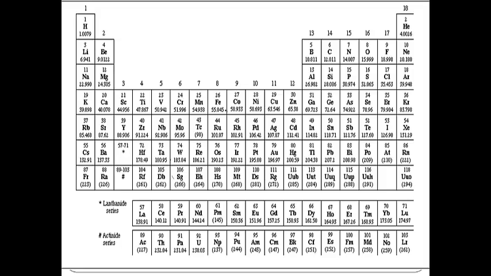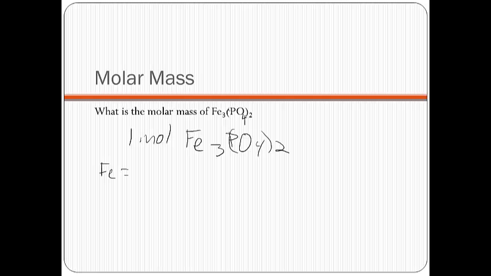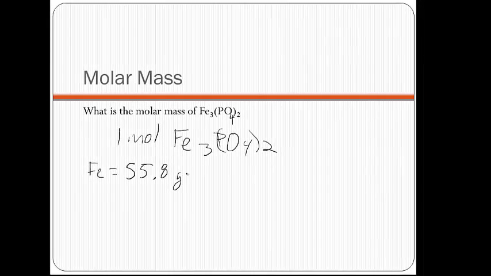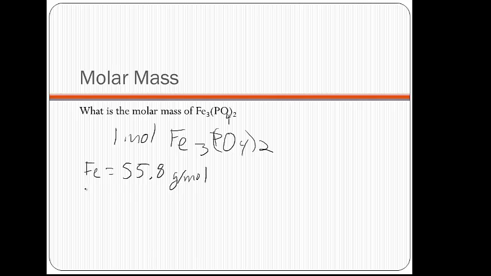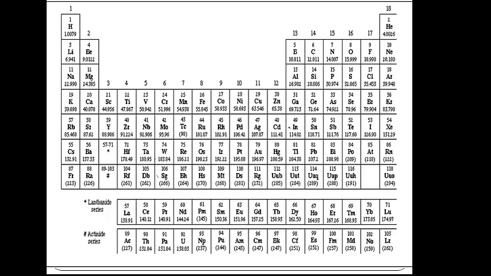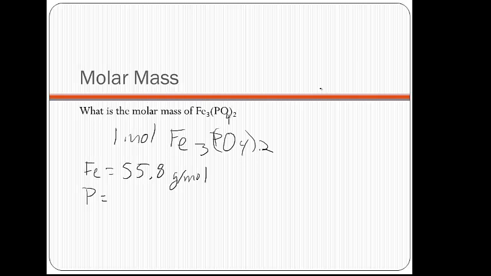And iron's right here, 55.845. On your periodic tables, it just says 55.8 grams per mole. Okay. Next, let's look up this P, which is phosphorus. Phosphorus is 30.974, which on your periodic table, we round to 31.0 grams per mole.